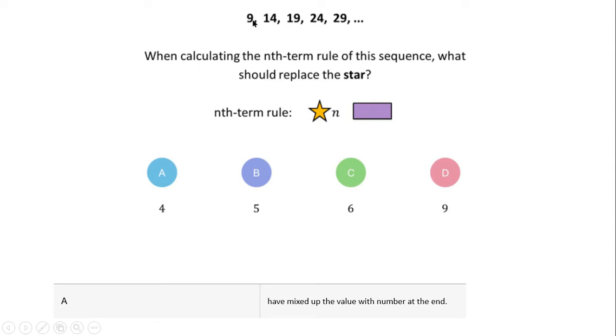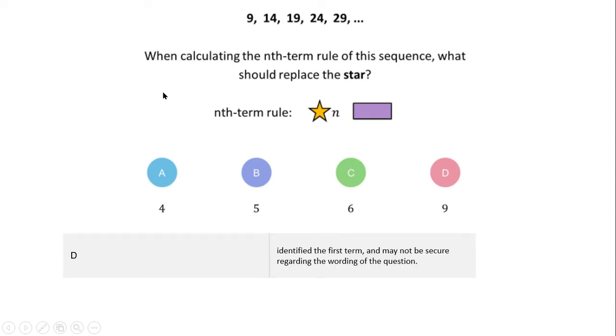And some people know that, oh, well, if I go up in fives, I can work out the previous term, and we need to know that number as well. So you take away 5 from 9 and you get 4. And you basically mix the numbers up between the star and the rectangle.